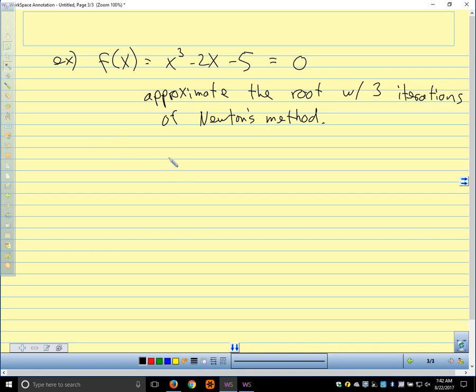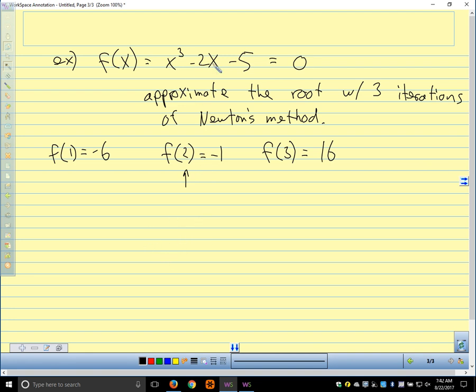So to find it, f of 2 is -1. What's f of 3? 16. F of 3 is 16. So f of 2 is a pretty good guess. F of 1, I'm just going to go back 1. F of 1 is -6. So I would say that's our candidate.